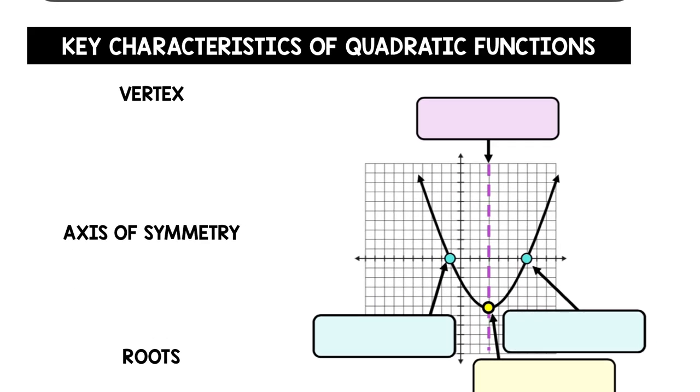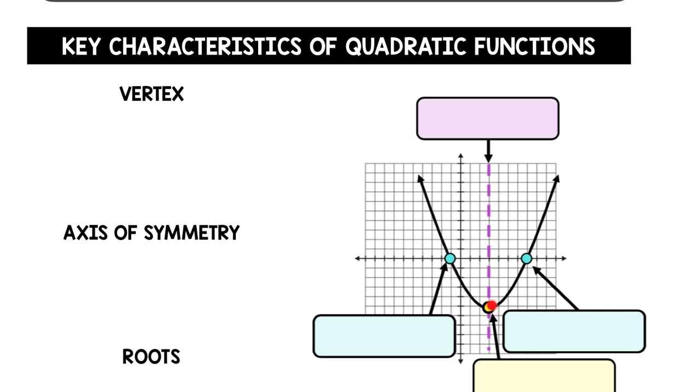These are the key characteristics of a quadratic graph. And we're going to be using these words a lot in this chapter, so it's really important that you know what they are. So the first one is called the vertex. And the vertex of a quadratic function is this point here at the bottom.